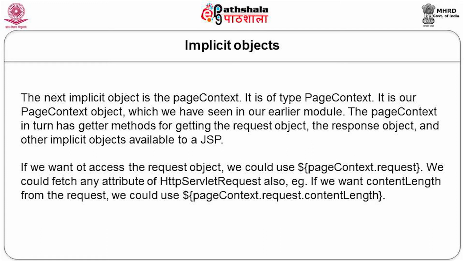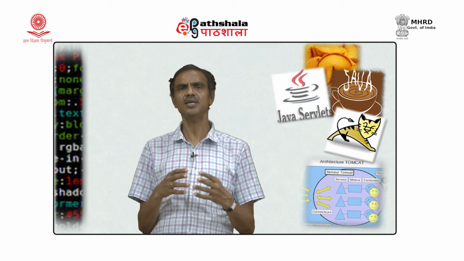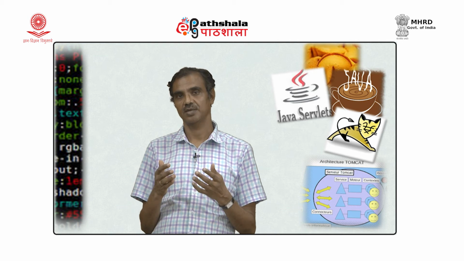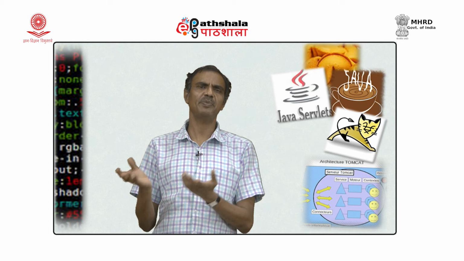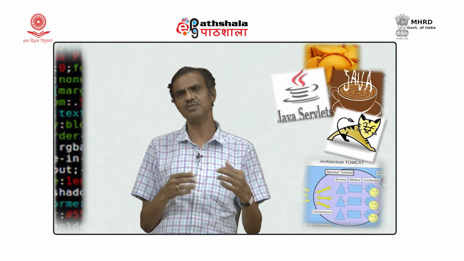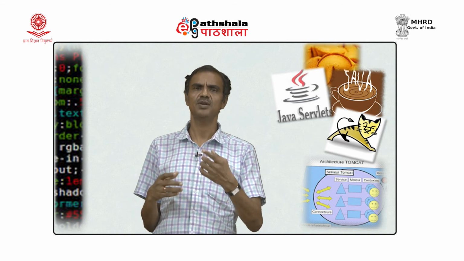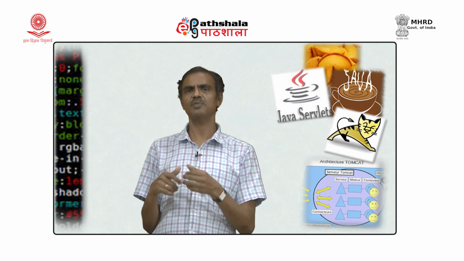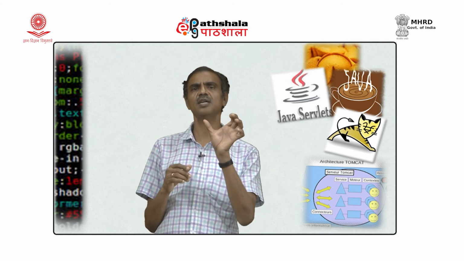Coming to the next implicit object, we have this object of type pageContext. PageContext is nothing but our page context object, which we have seen in our earlier modules. PageContext in turn has the getter methods for getting the request object and the response object. It is not a map here, it is just an implicit object.